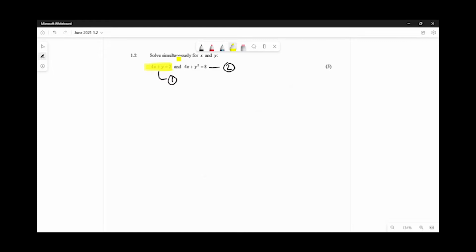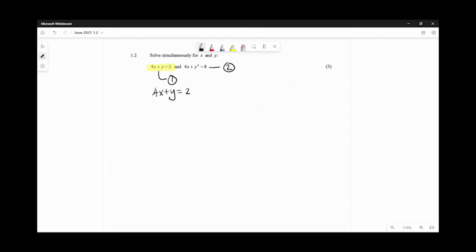This is complicated. There's y squared. Let's just take this one here. Now I'm going to take 4x plus y is equals to 2. And I want to make a third equation, right? Why do I want to make a third equation? I want to make a third equation so that I can take it and substitute it in the second equation.